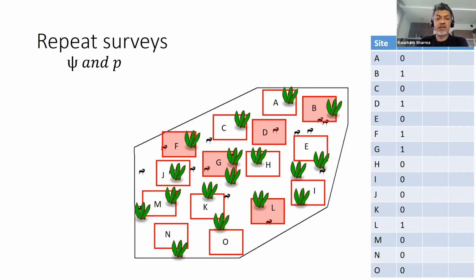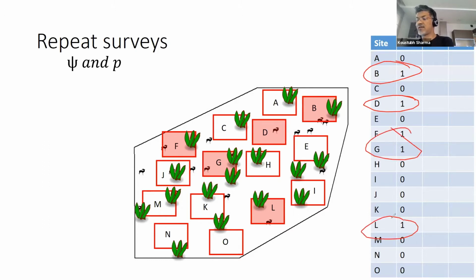How do we do that? We'll come to it. So in this case, what I have done is I've just simulated this little survey. So F, G, D, B, and L have shown presence right now. So if you look here, you see snow leopard present. You see ibex presence in these units right now, and that's where we have detected the presence of the species.